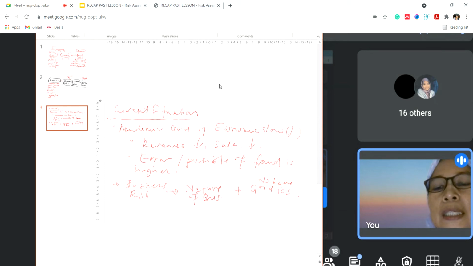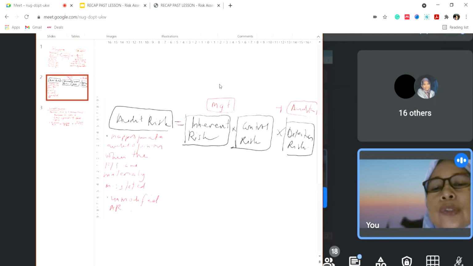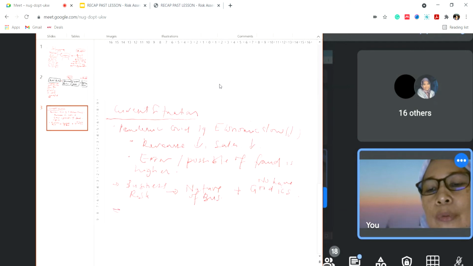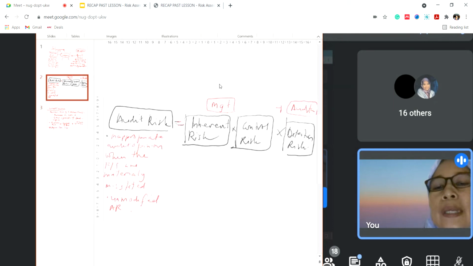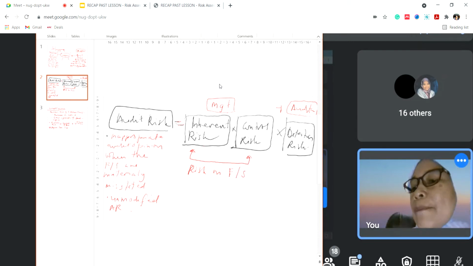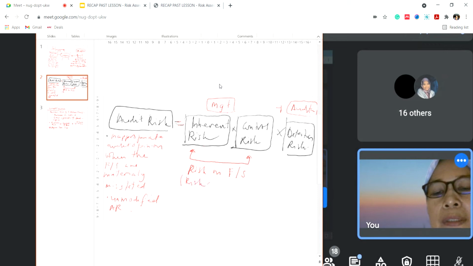So this is the nature, okay, due to the company itself, as a result of the current situation faced by the company. So when they prepare the financial statement, the company is the person who prepares the financial statement. So when they prepare it, they will contribute to the inherent risk and control risk of the company. So this is risk on financial statement. Okay, that is called risk of material misstatement.